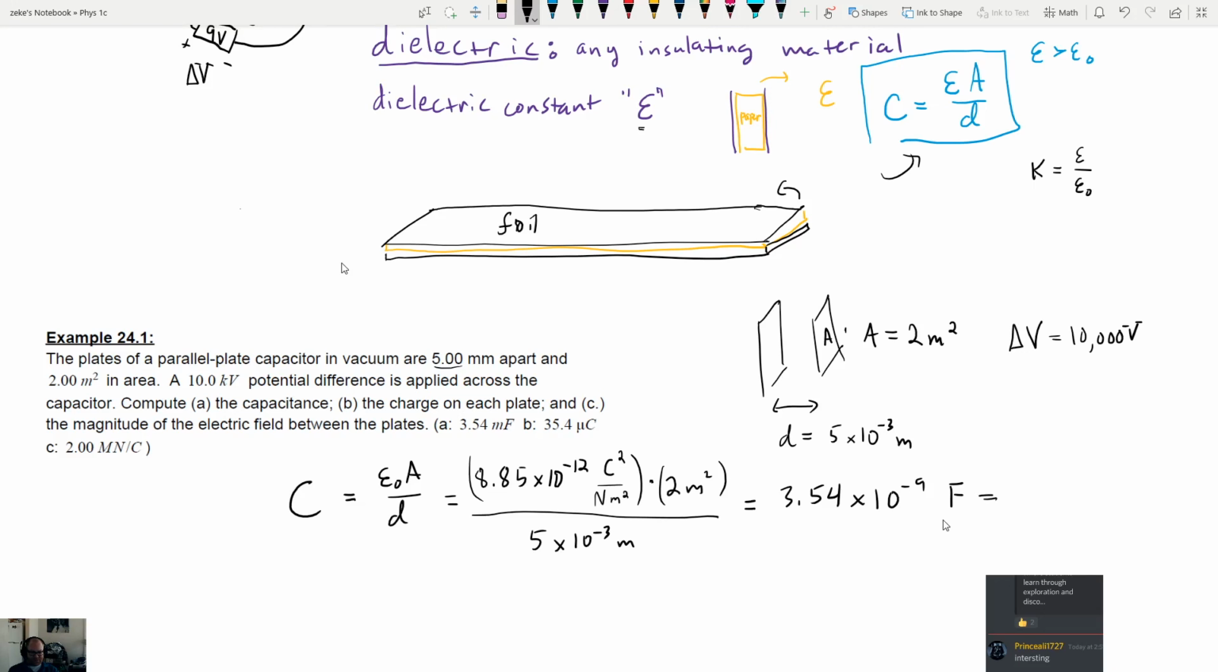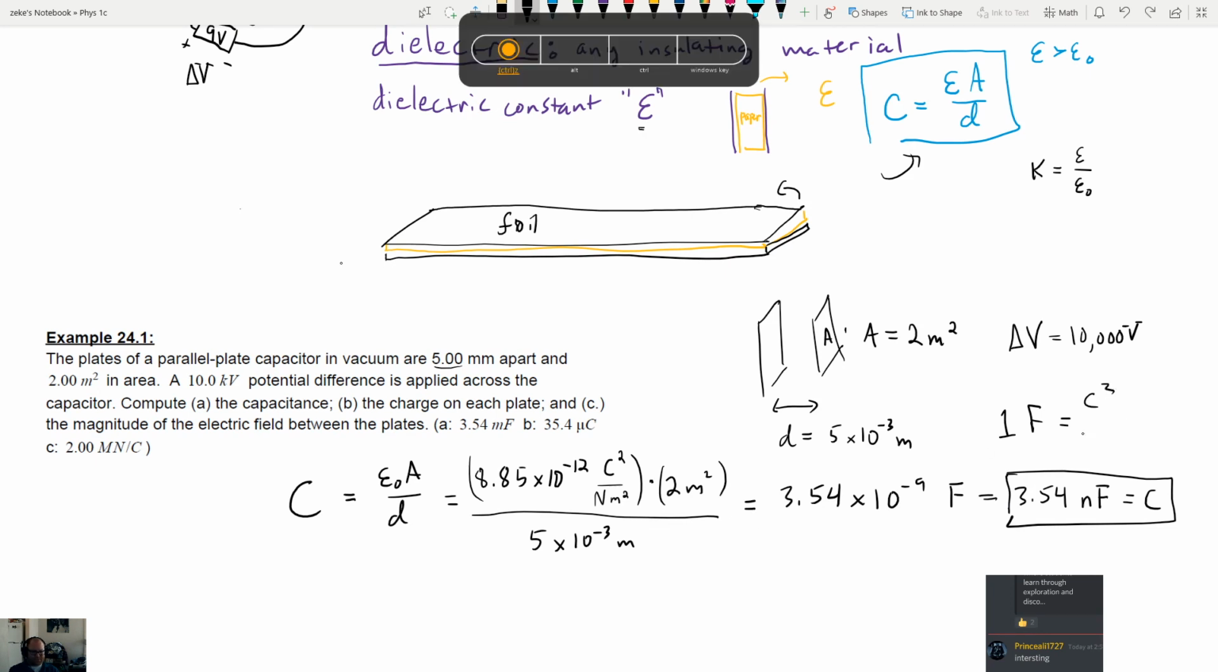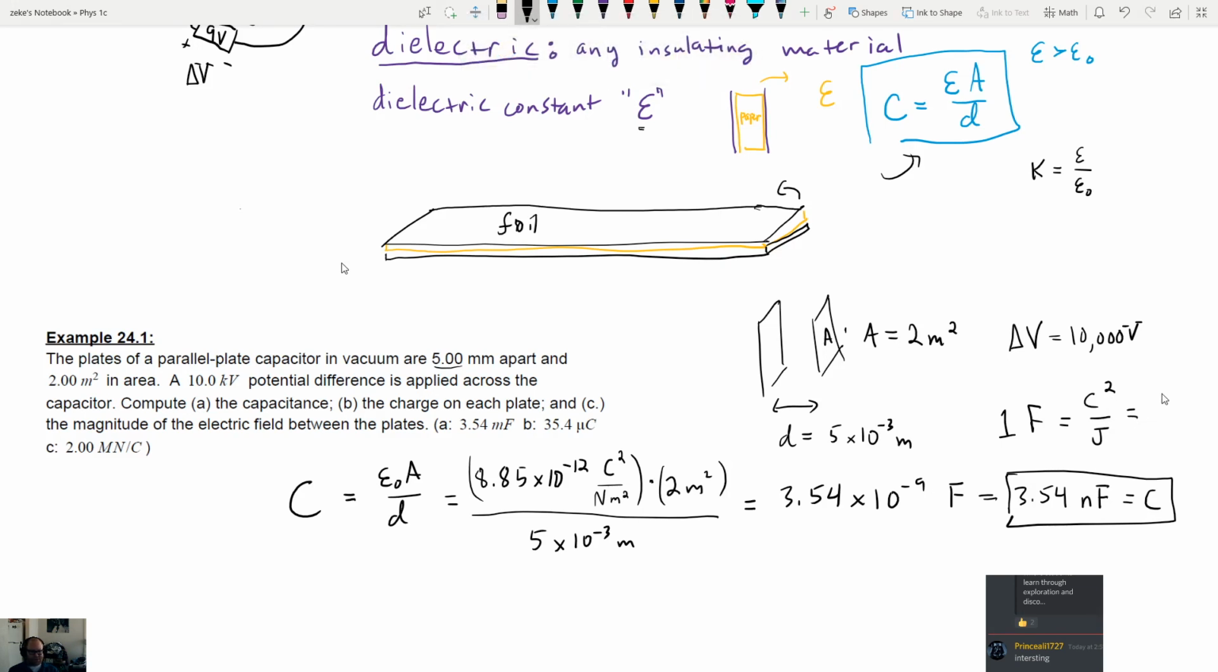That's the capacitance. Since it's 10 to the negative 9, it could also be written as 3.54 nanofarads. That's what C is equal to. Again, 1 farad is basically equal to a coulomb squared over a joule, which is the same thing as a coulomb per volt, because a volt is a joule over a coulomb. Okay, that's the capacitance. That's part A.